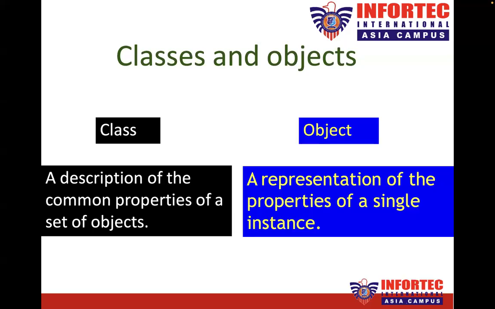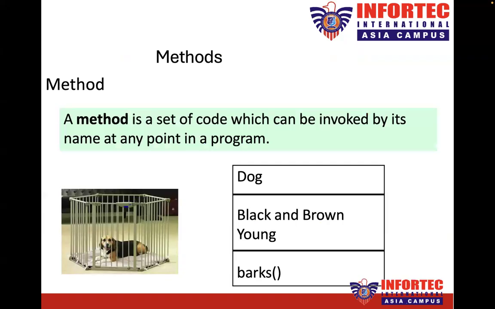Right? Class always talk about some common properties, some common attributes. But when it comes to object, it represent single element. It always represent a single instance. So that is the main difference between a class and object. So then when we talk about these actions, the behavior of a particular object, we slowly convert it to a method.